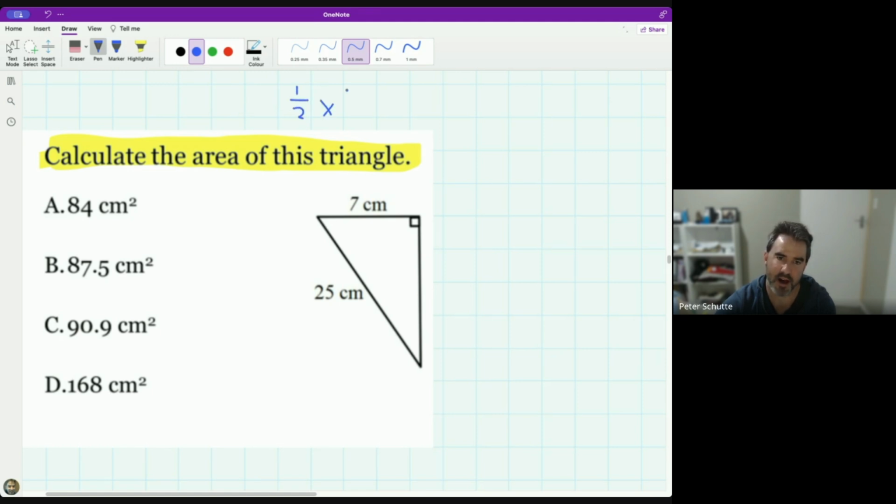Now, the problem I can see is in this question, we have, let's say, the base or the height. We have one part that's next to the right angle, but we don't have the other part. I think you need to figure out what this missing part is. Let's call it X. And once you found what X is, you can maybe find the area. But first, let's find the X.